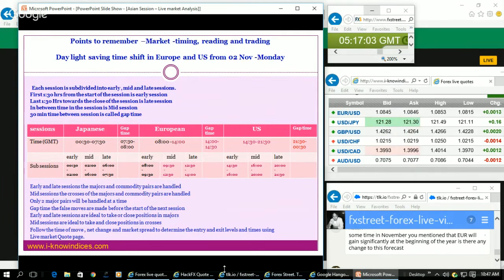So these are all the market timings. As you notice, in the early and late sessions they handle the majors, and in the mid sessions they handle the crosses. Until March we will follow these timings.